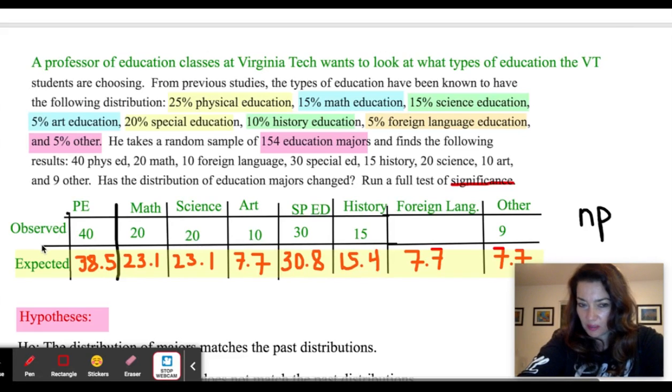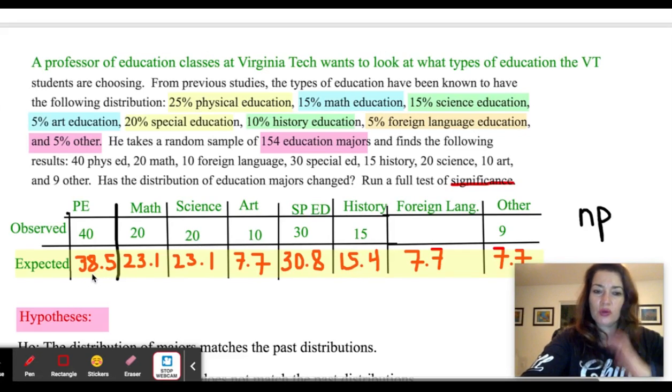Then we have the expected. How do we get the expected? Well, from the 154 majors, we have the percentage breakdown. So basically, we're just going to take our sample size and multiply by its probability, or 25%. For example, if we want physical education, we're going to do 154 times 25%, and that will give us the expected value for PE, which is 38.5. We're going to do the same thing for math. It's 15%. So 15% of 154 is 23.1, and so on until we get to the whole list.